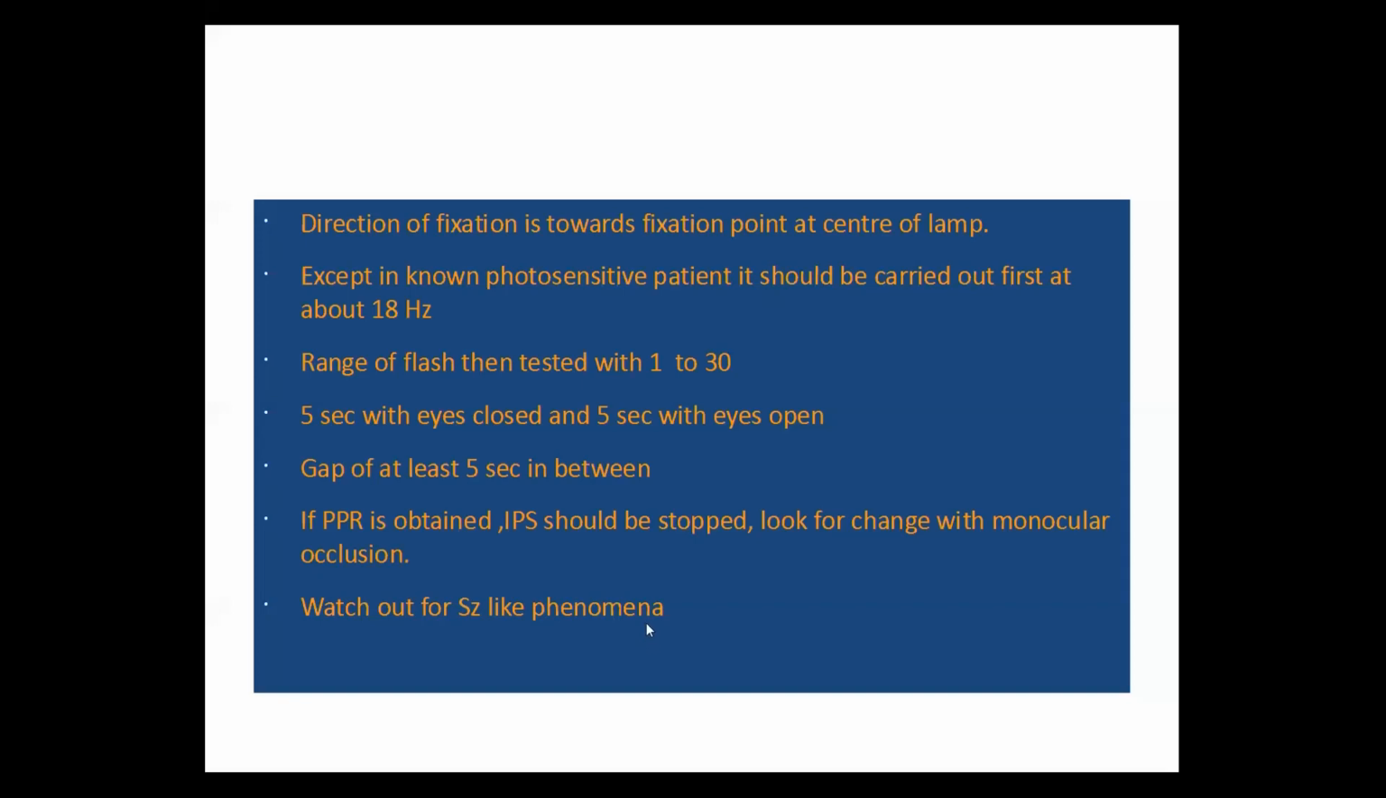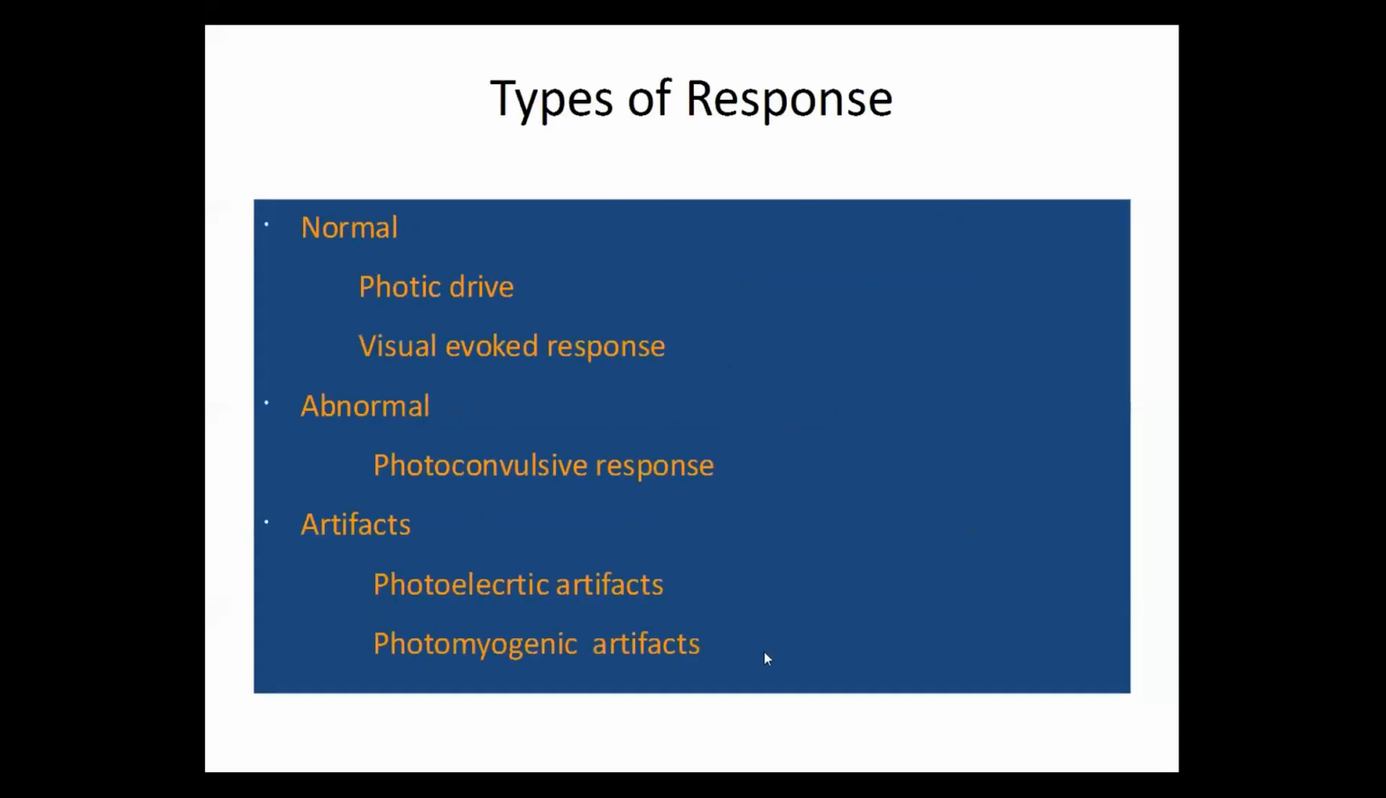If the PPR, the photoparoxysmal response, is obtained, the photic stimulation should be stopped. Otherwise you may get a seizure in front of you. You have to watch out for seizure-like phenomena. The types of response you can get: the normal ones are the photic drive, or sometimes a visual evoked response, and the abnormal is the photoconvulsive response or the photoparoxysmal response. Artifacts can also happen with photic stimulation, known as photoelectric artifacts or photomyogenic artifacts.